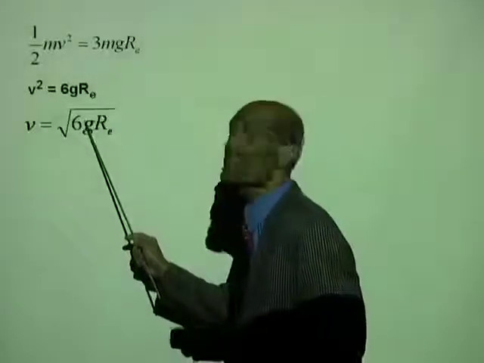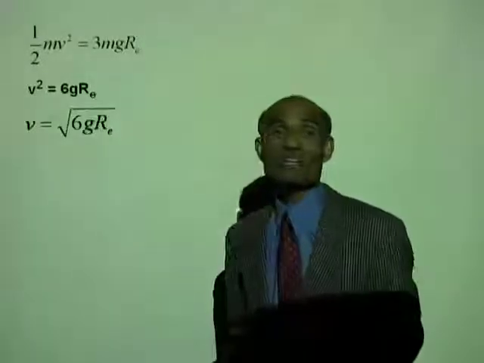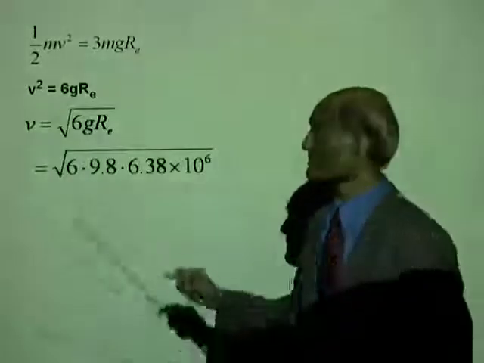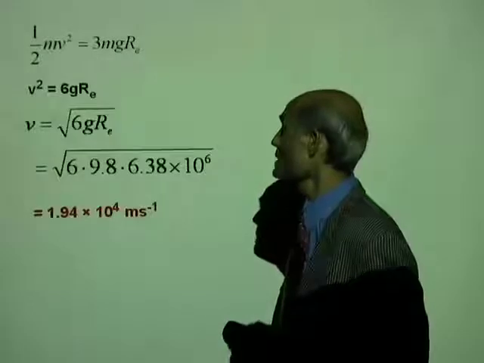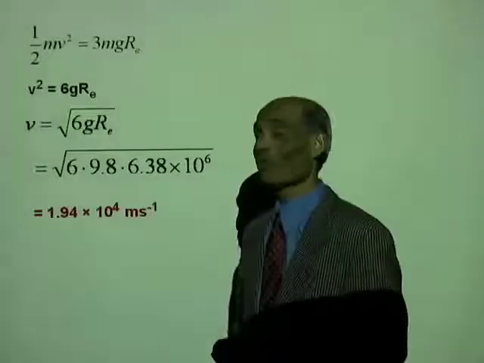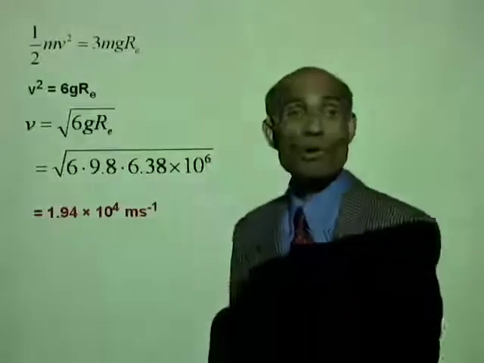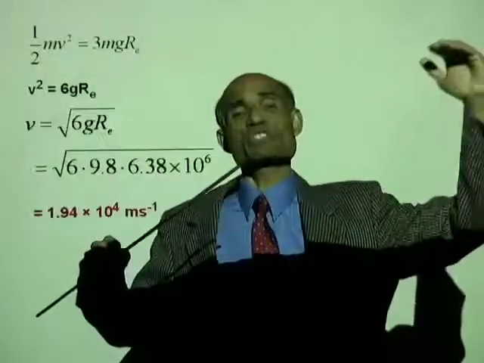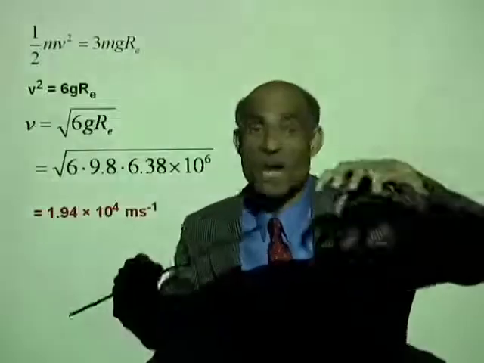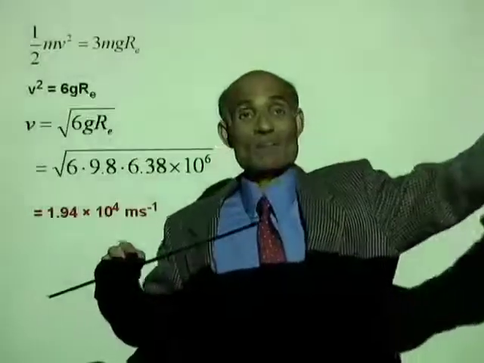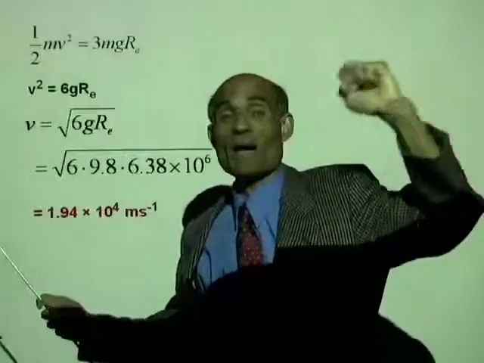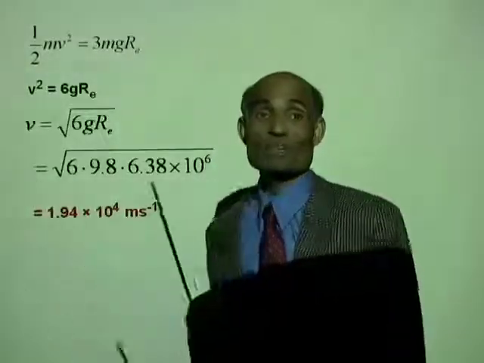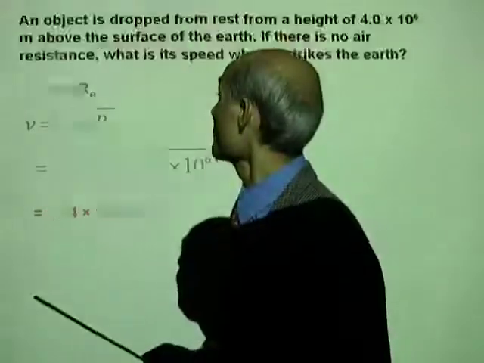And you know g is 9.8. RE is 6.38 times 10 to the 6th. That will give you that velocity is 1.94 times 10 to the 4 meter per second. That means when it reaches infinity, what does infinity mean? Out of the potential well, it has this velocity. That means it will keep going forever with that velocity. Okay, another problem.